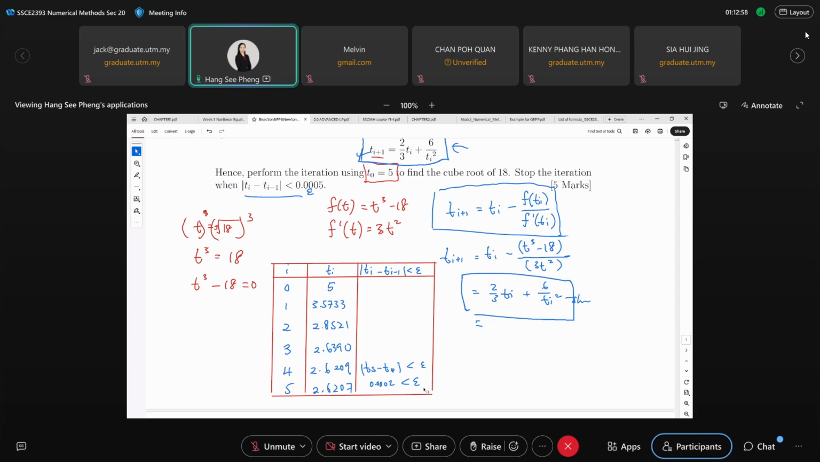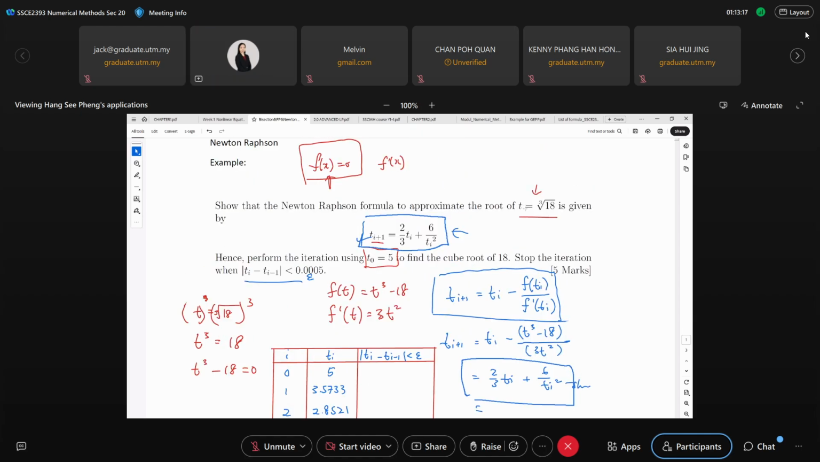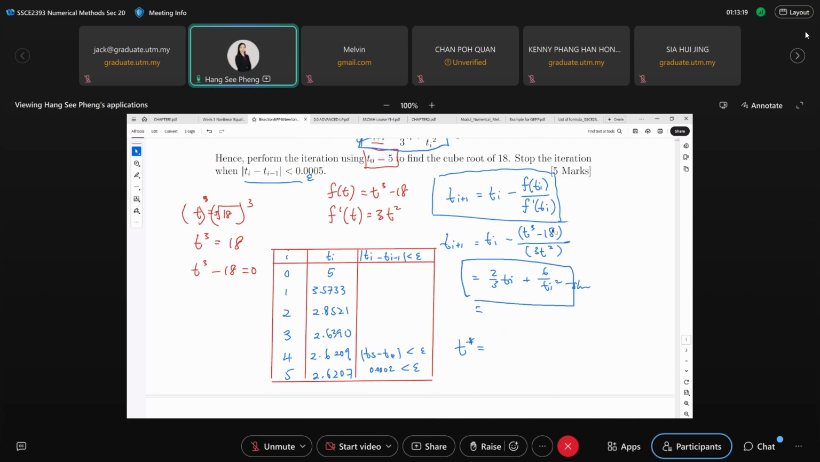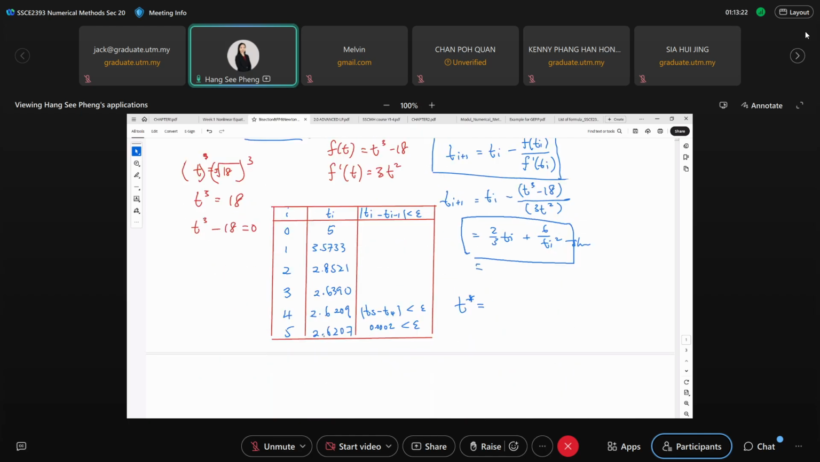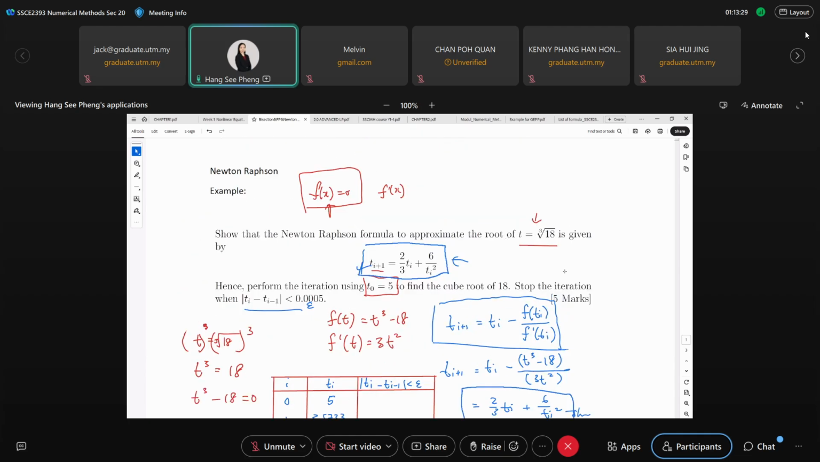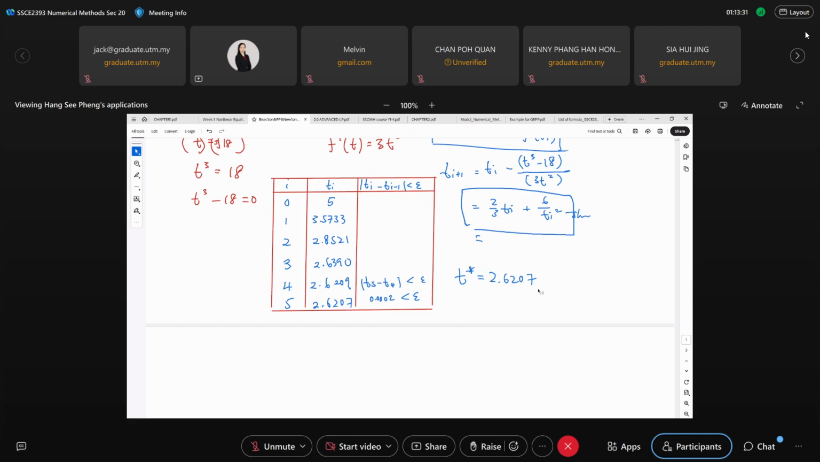Okay, so what you can say, don't leave your answer like this in the table without saying which one is the root. There are so many numbers here, which one is the root? Okay, t star is the root of the function, or maybe you say for this example, cube root of 18 is approximately equal to 2.6207. So if you have a calculator with you, take out the calculator, you calculate this and double check with this. Are they similar?